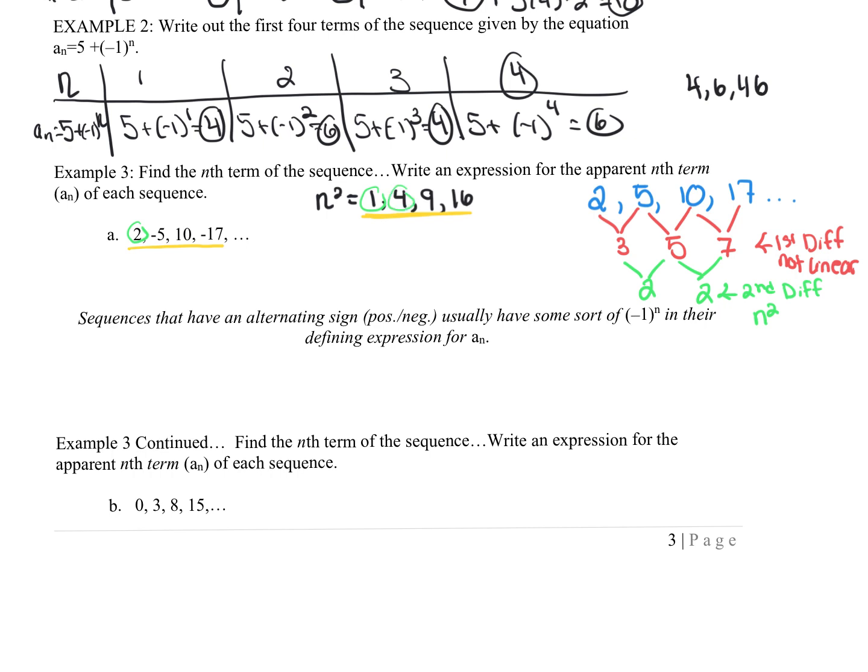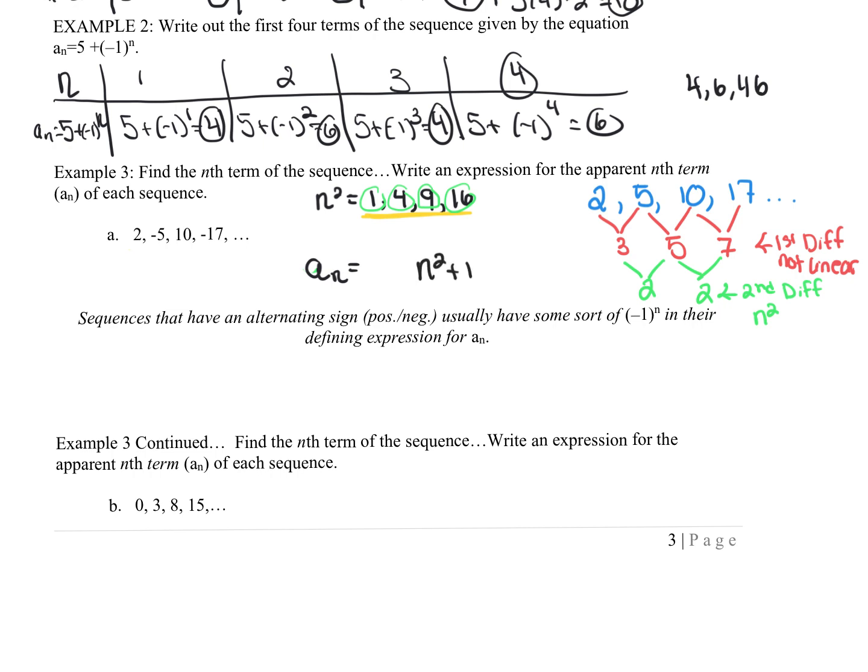This and this, not including the negative, are one number apart. This and this are one number apart. And the 16 and the 17, not including the negative, are one number apart. So my formula should look something like a sub n equals n squared. Then I want to add 1 every time. But that doesn't address the negative. So we're going to have n squared plus 1.